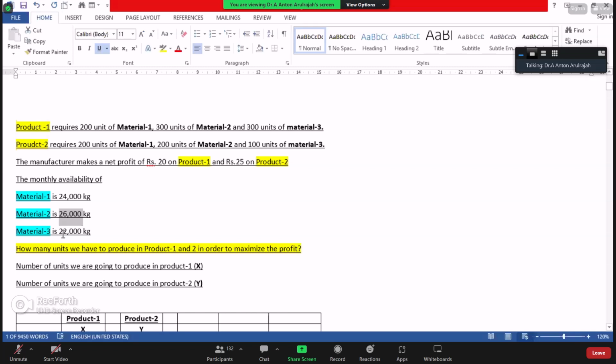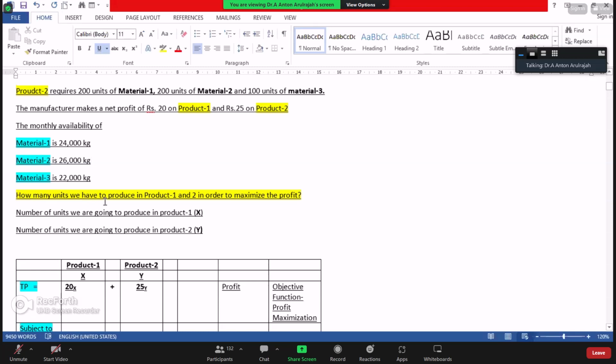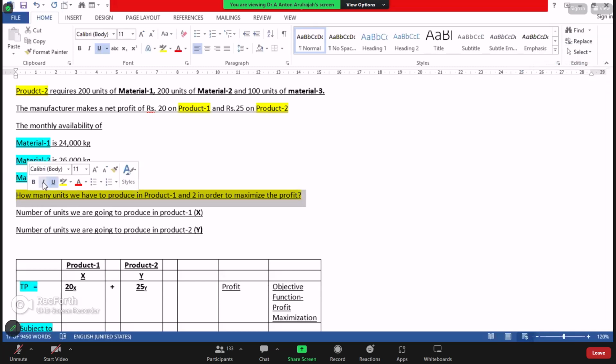Material three is 22,000. So now you see these three are the constraints, because these factors are limiting us from gaining unlimited profit. That's why it's a limiting factor or a constraint in maximizing the profit, minimizing the cost, for optimization purposes. So now the question is how many units we have to produce in product one and in product two in order to maximize the profit. That is the problem we have to handle.